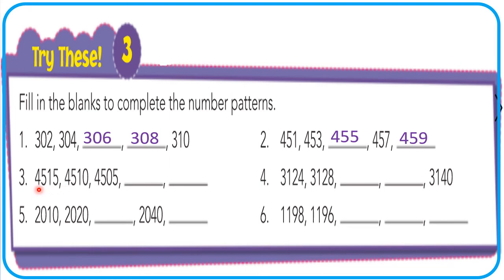That is 4515 minus 5 is 4510. Subtract 5 from this number, that is 4510 minus 5 is 4505. To get the next number, subtract 5 from this number, that is 4505 minus 5 is 4500. And to get the next number, subtract 5 from this, that is 4495. This is how we can complete this pattern.